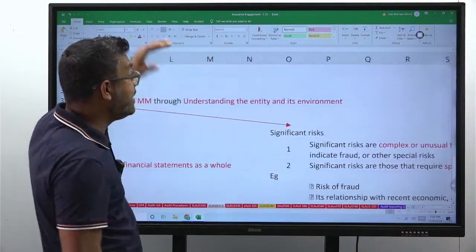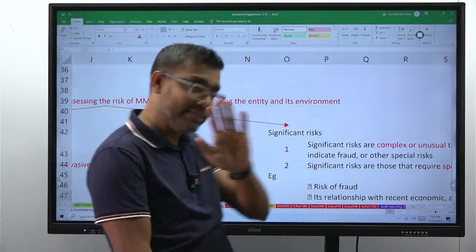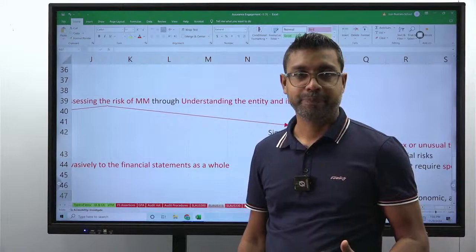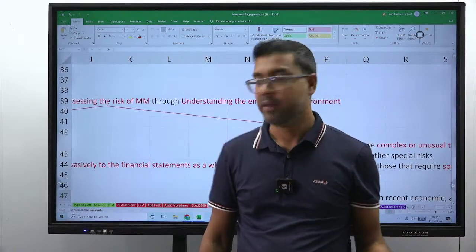Understanding the entity and its environment. That is the new point that I require to explain here. Other areas I have already explained.